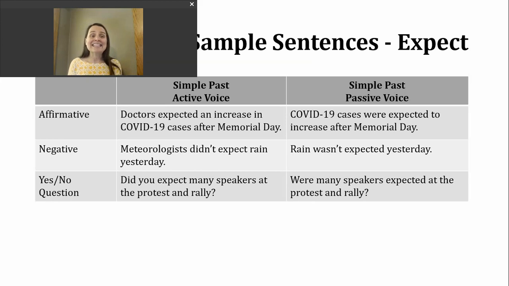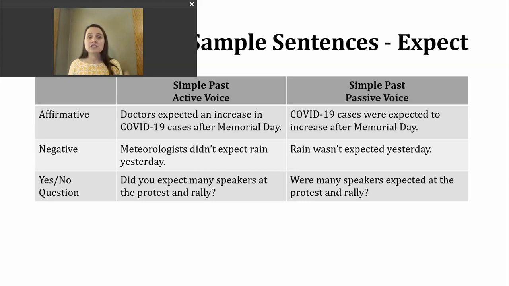Next, let's look at negative sentences, both in active and passive voice. In active voice, to make a negative sentence in the simple past tense, we're going to use did not and the base verb, or didn't and the base verb. It's very common with native speakers to speak faster, communicate more information more quickly, so you'll hear the contraction form quite often. Here's an example of that. Meteorologists didn't expect rain yesterday.